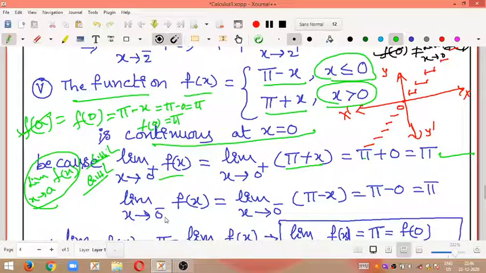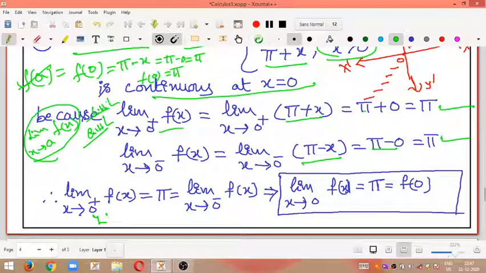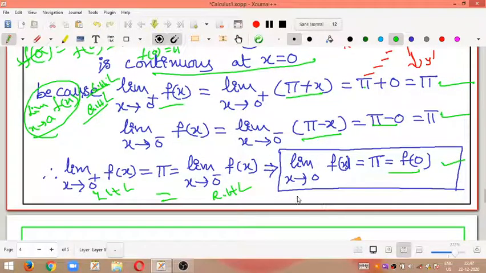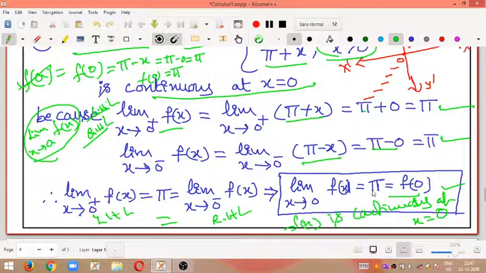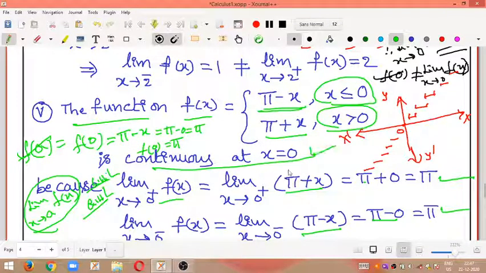Next, left hand limit, limit as x tends to 0 minus f of x. 0 minus means the less than case. So we want to check this function pi minus x. By approaching limit value 0, pi minus 0 is equal to pi. See here, left hand limit and right hand limit are both equal. So that's why limit as x tends to 0 of f of x exists and equals f of 0. So that's why this function is continuous at x is equal to 0.